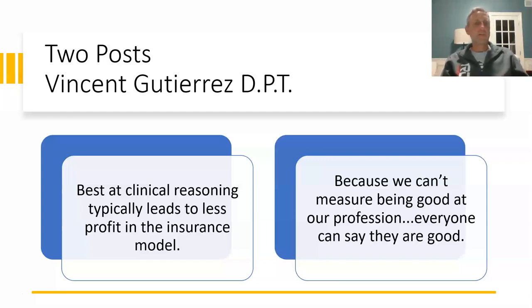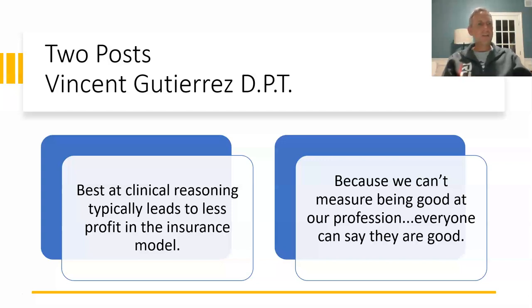The best at clinical reasoning typically leads to less profit in the insurance model, and because we can't measure being good at our profession, everyone can say they are good. So in order to compare ourselves to our peers, it's not just enough to look at the scores of our outcomes, but it is also important to understand the test that is being scored.